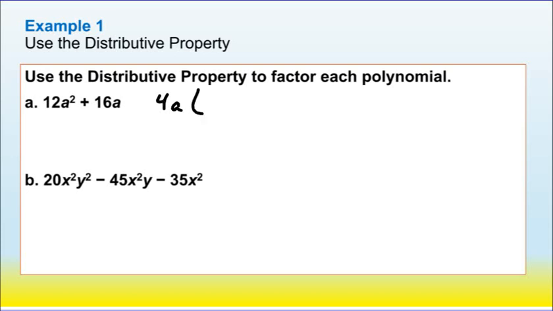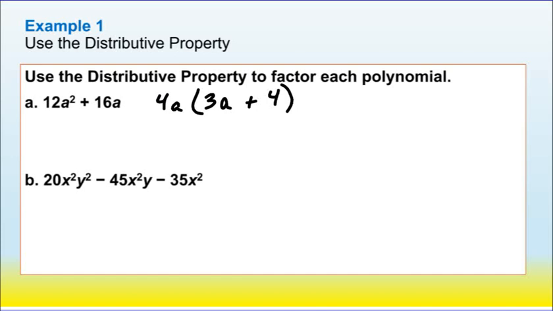If I divide everything by 4a, I would end up with 12 divided by 4 is 3, a squared divided by a. Remember, when you divide like bases, you subtract the exponents. That would be a, plus 16 divided by 4 is 4. A divided by a is 1. So my answer would be 4a times (3a plus 4). If I were to distribute that, I would get back what I originally started with.